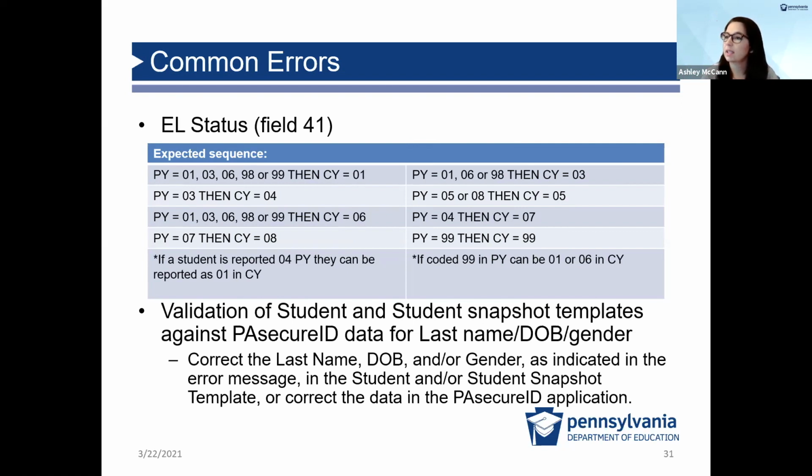Another error is the validation of student and student snapshot templates against PA Secure ID. I talked about this earlier as well. The last name, date of birth, gender, it all has to match. You can't just tell us that somebody else got it wrong. If it's a student who left your LEA and you've already reported them as a transfer, you can stop uploading them to avoid this error.